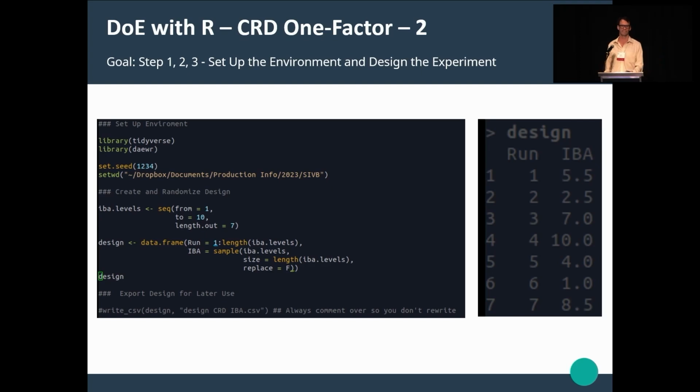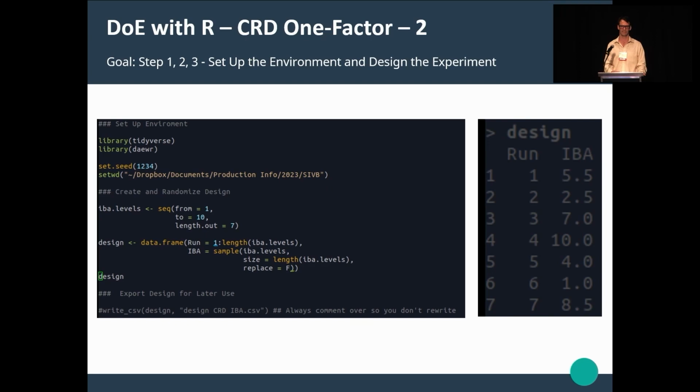I'm setting a randomization seed in the next line of code, so if I come back, it'll have the same randomization and generate the same design. I use that setwd command to set the working directory. And then from there, I go into actually making the design.